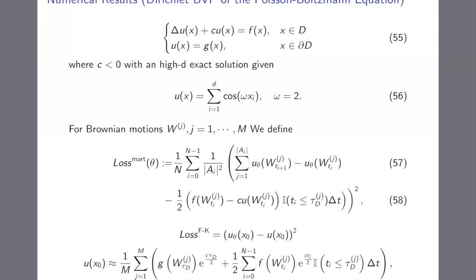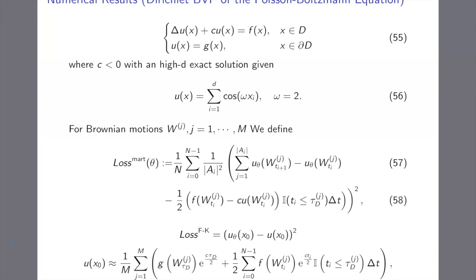So this is a numeric result. This was actually kind of surprising to us too, because I thought we could only get the solution near the starting point, but actually we can get the solution over the whole domain. That's why I was saying the Martingale property can extract much more information about the solution than the Feynman-Kac formula.